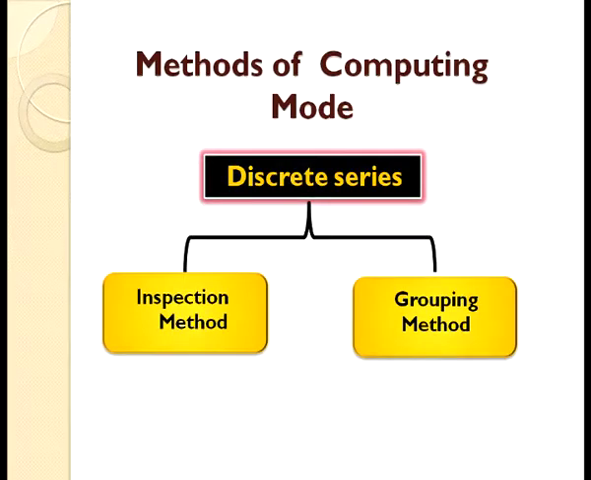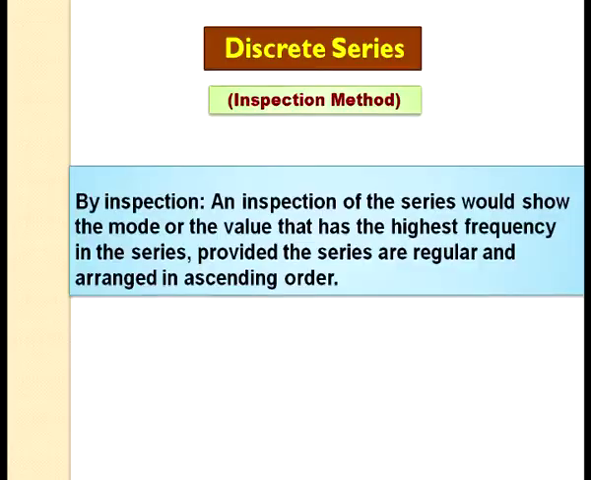In case of discrete series, mode can be computed by inspection method and by grouping method. Let us see the inspection method. An inspection of the series would show the mode as the value that has the highest frequency in the series, provided the data has already been arranged in ascending order.